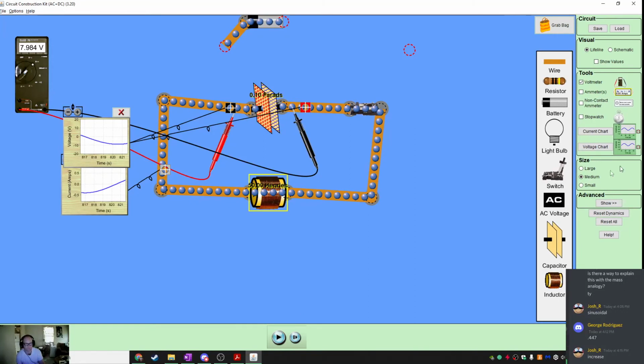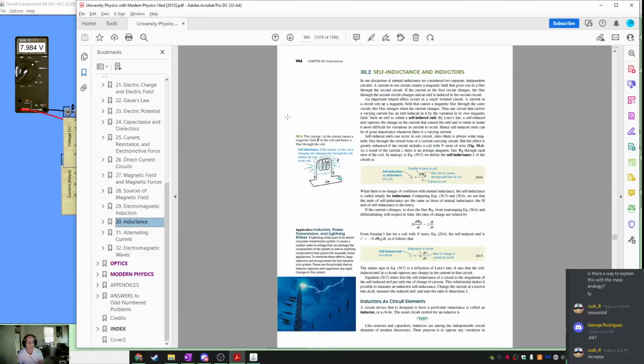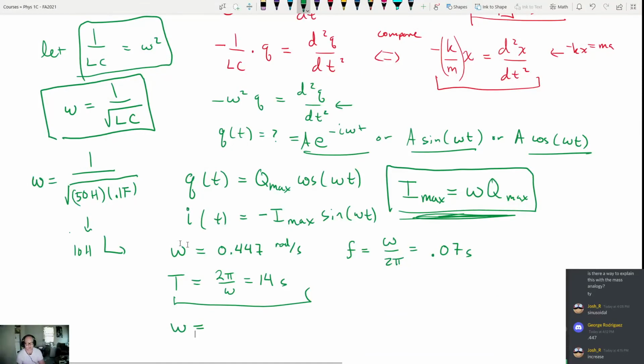So let's see if that's true. Let's just reset. Change inductance to 10. Now we expect it to be 1 over the square root of this times this. So this is actually pretty easy to do, right? 10 times 0.1 is 1. So 1 over the square root of 1 is 1. So we believe that the angular speed should be 1 per second, right? If the angular speed is 1 here, then the period is going to be exactly 2 pi, which is 6.28 seconds. And the frequency should be, well, also one per second.